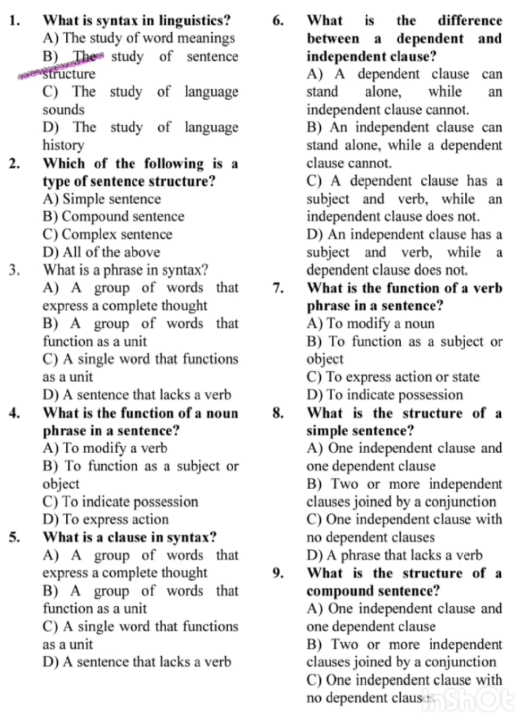Moving to the next question, which of the following is a type of sentence structure? Here we have four options: simple sentence, compound sentence, complex sentence. All these three are types of sentence structures. So here the correct option is option D, all the above. Okay, all the above is the correct answer for second question.